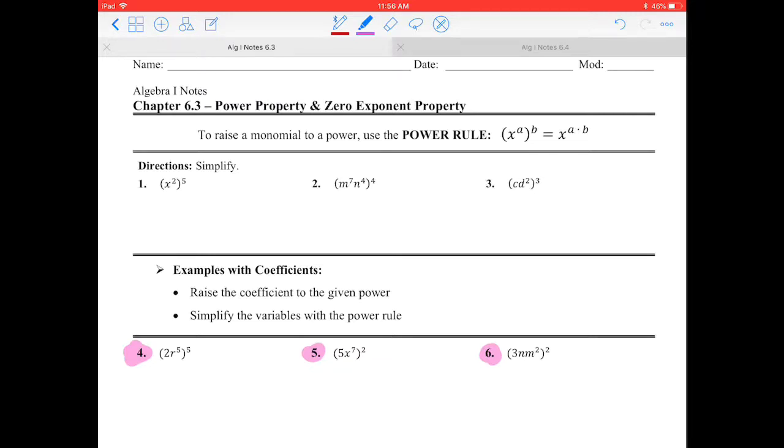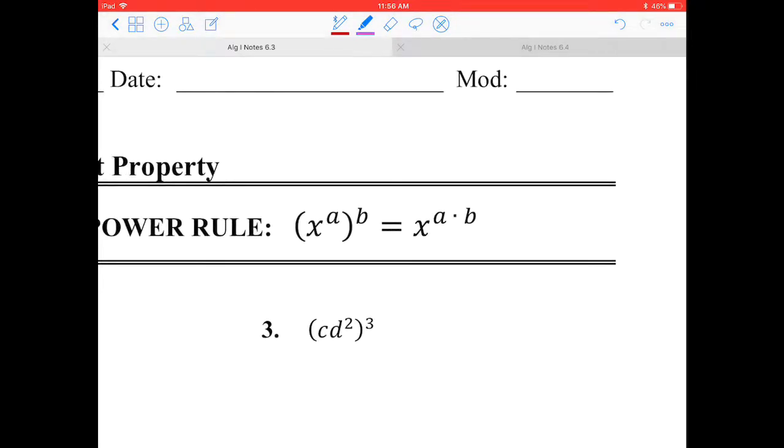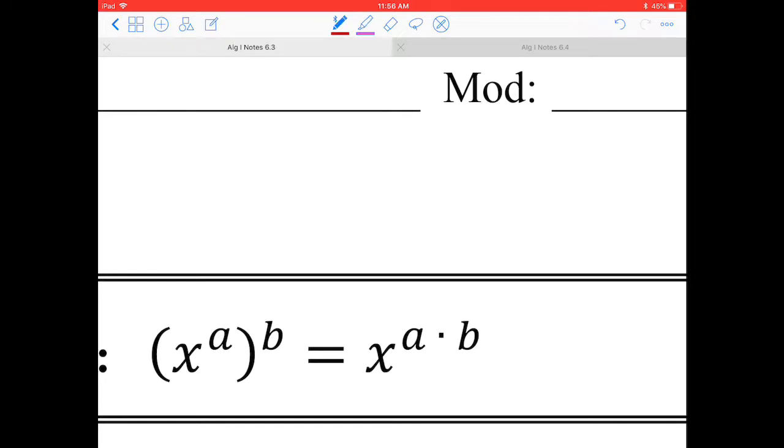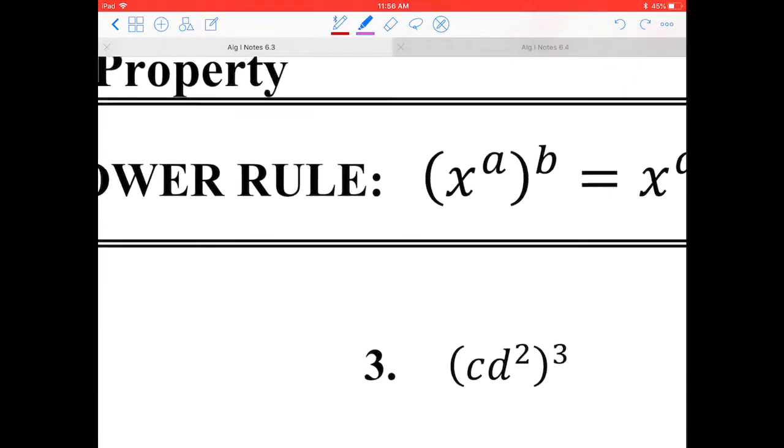So excuse my cough. Last week, we were working with the product property, which states that if we are multiplying two monomials with the same base, so x and x, what we would do with the exponents is add them up. So x squared times x to the fourth would become x to the sixth power, okay? So in problems like this, multiplication problems, we would be adding up the exponents. That's what we did last week.